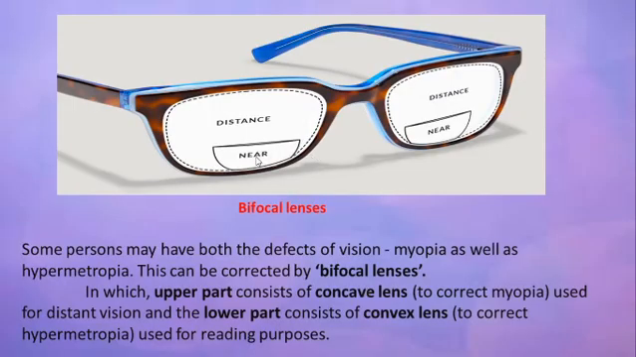You see the diagram. This is the bifocal lens. The upper part consists of a concave lens to correct myopia for distant vision, and the lower part, you see here, consists of a convex lens to correct hypermetropia, used for reading purposes. So here we use both types of lenses, concave as well as convex. The concave lens is in the upper part, and the convex lens is used to see through the lower part, that means near objects.